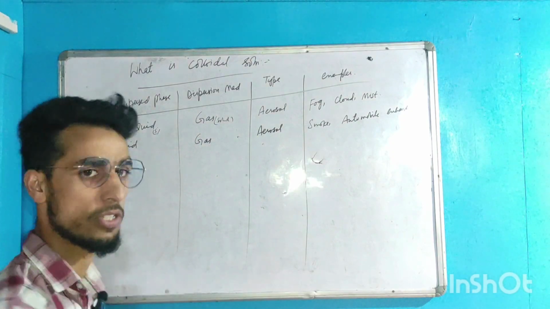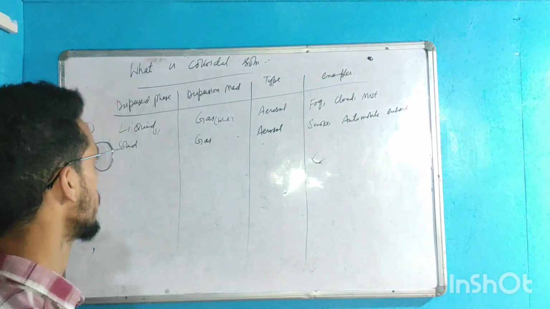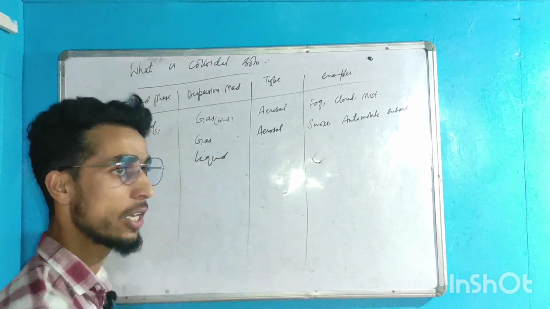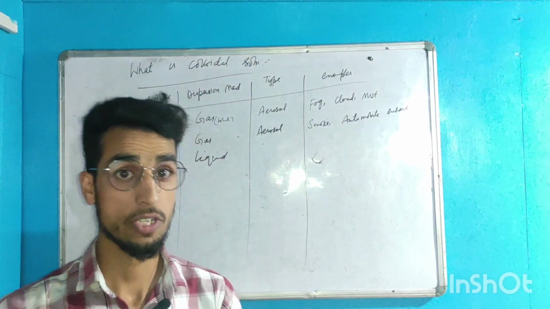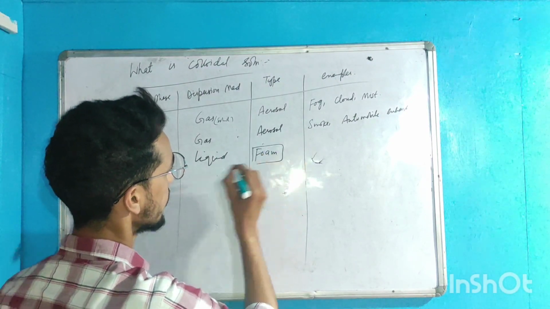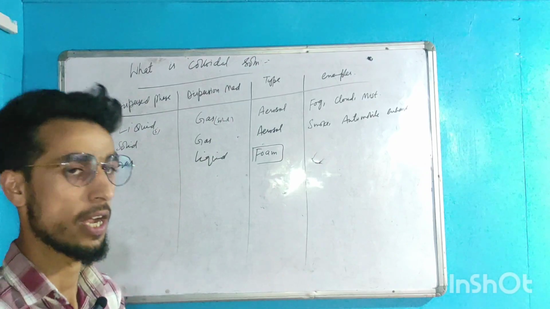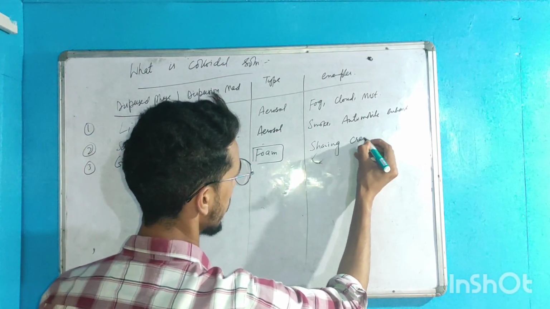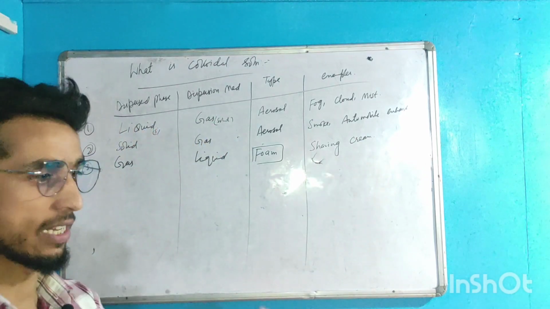Now the third example is gas in liquid. Here, gas is the dispersed phase and liquid is the dispersion medium. It is called foam. Keep it in your mind, this is an important one. The famous example is shaving cream. You can see that it's just like foam.